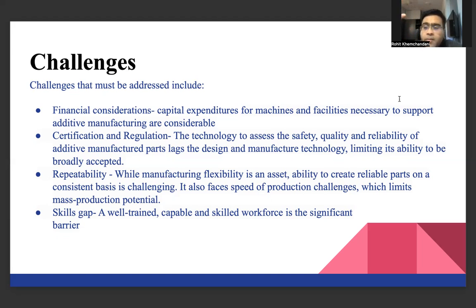At the same time, when production is started and the technology is widely accepted, more research is being made. Ultimately, with the repeatability of things, the parts will get manufactured, more safety norms will be followed, and more technical training will be available. Over a period of time, when the technology is widely used, all these challenges will be catered to. It also faces speed of production challenges, which limit mass production potential. A skill gap: a well-trained, capable, skilled workforce is a significant barrier. So it will be catered to with time.